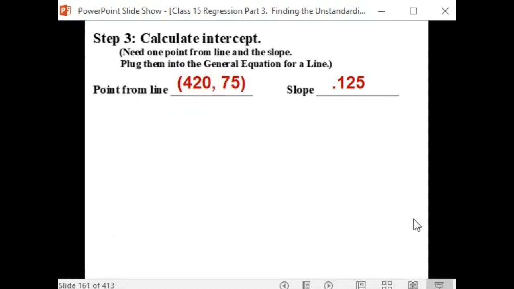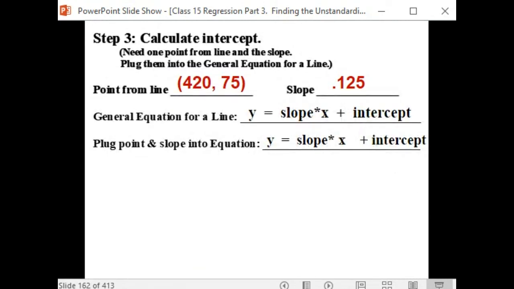So now we have a point on the line and the slope. Now we just do what we learned to do several weeks ago. We simply plug these numbers into the general equation for a line. We take the x value of the point, which is 420, and substitute it for x in the equation. We take the y value of the point, which is 75, and substitute it for y in the equation. And finally, we take the slope, which is 0.125, and we substitute it for the slope in the equation.